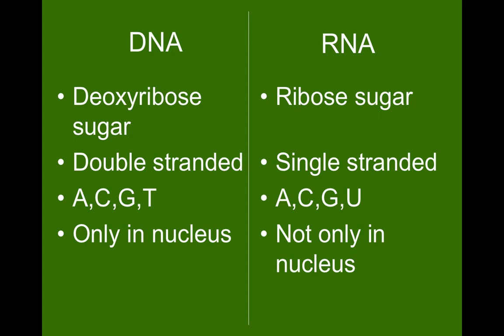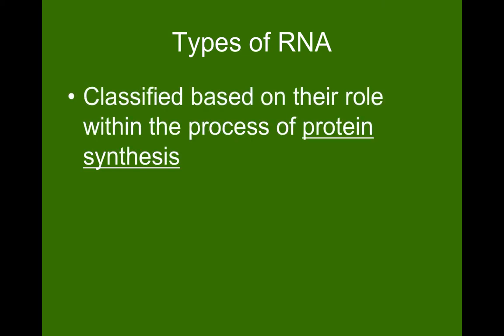Now, where we find RNA is actually going to depend on what type of RNA it is, because unlike DNA, we actually have more than one type of RNA. DNA is just DNA, and that's all it is, but RNA is different in the cell, and the types are classified based on their role or their job or their function in a process that we are starting to look at called protein synthesis.